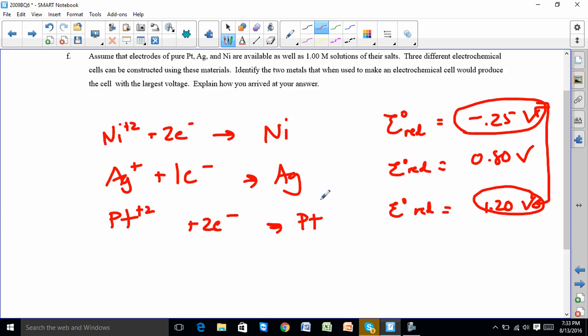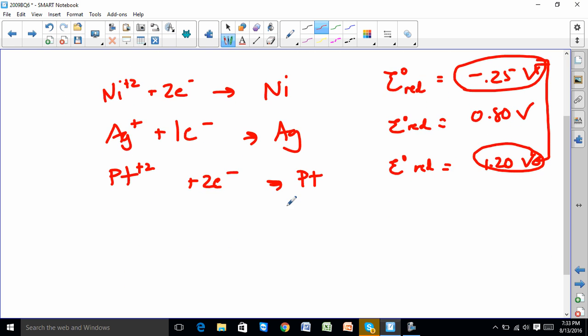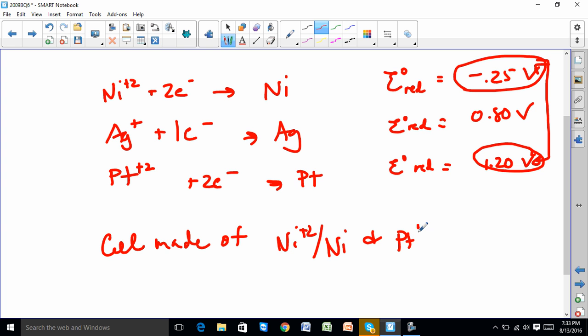So the one that would give you the largest voltage is the cell made of nickel solution and nickel metal and platinum metal, just because that's the largest difference. I mean, this is a difference of 0.4, this is a difference of, I don't know, 1.05, and then this difference would be 1.45. So that's the biggest difference.